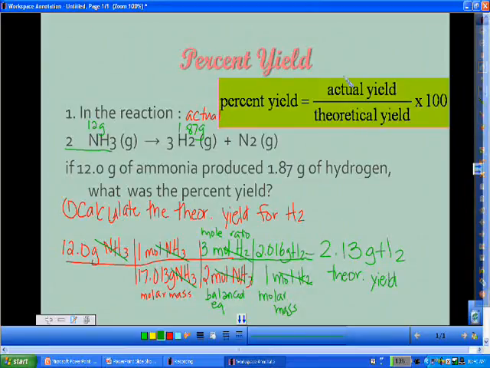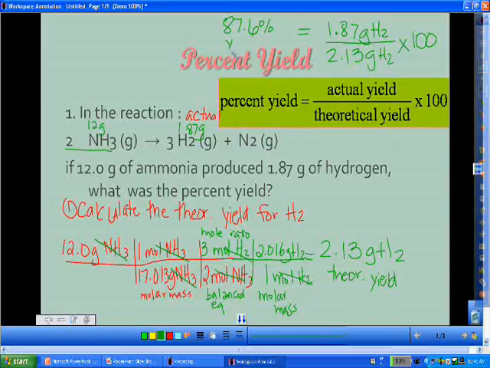Now let's take a look at the percent yield. We're going to place our actual yield first, 1.87 grams of hydrogen, divided by 2.13 grams of hydrogen, and multiplied by 100. This will give us a percent yield of 87.6% for hydrogen. So that is our answer for this percent yield problem. We have made the ratio of actual to theoretical multiplied by 100, and we have achieved 87.6%.